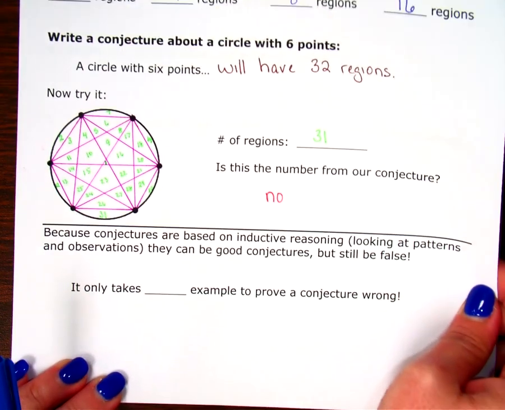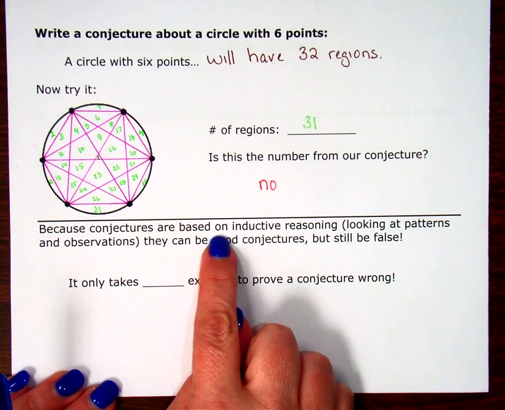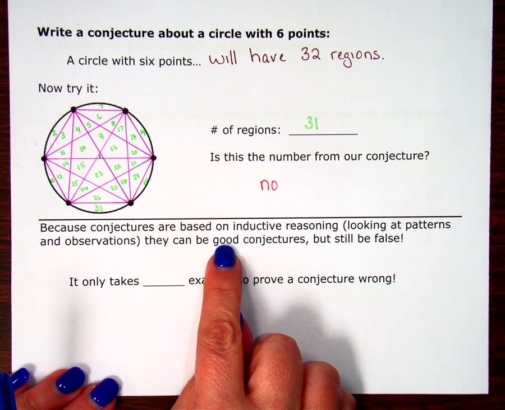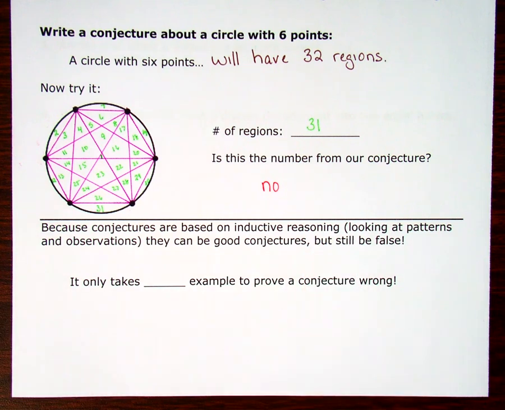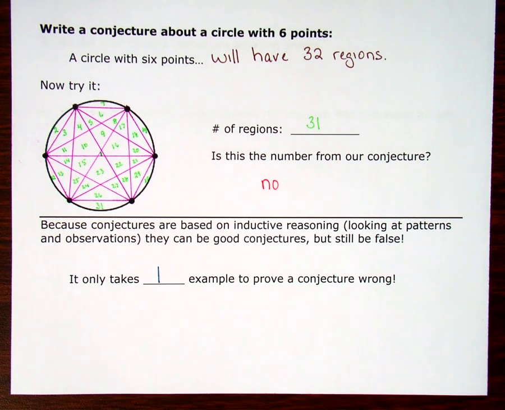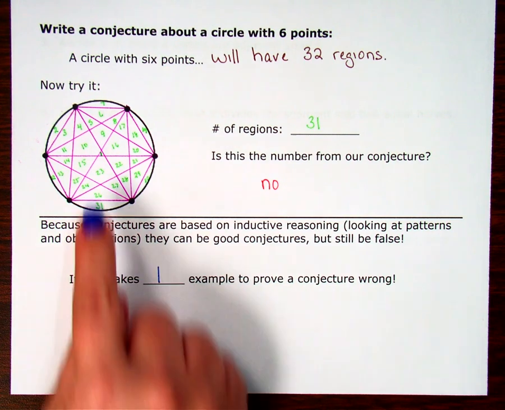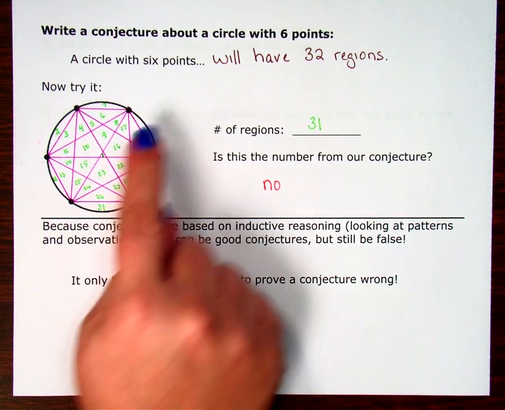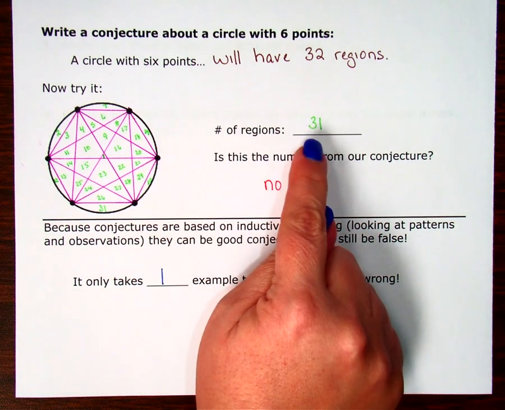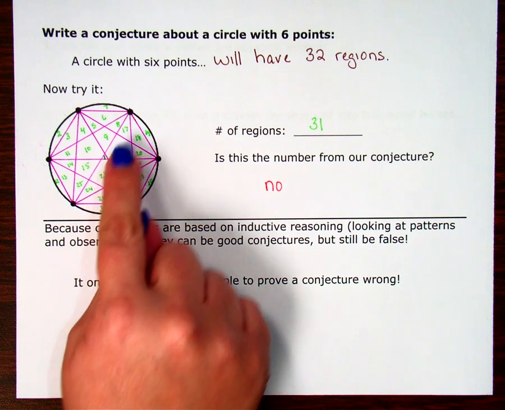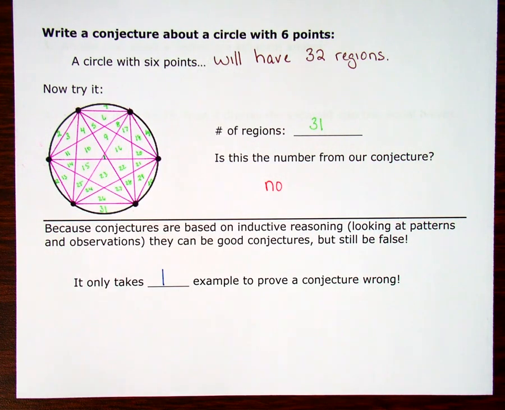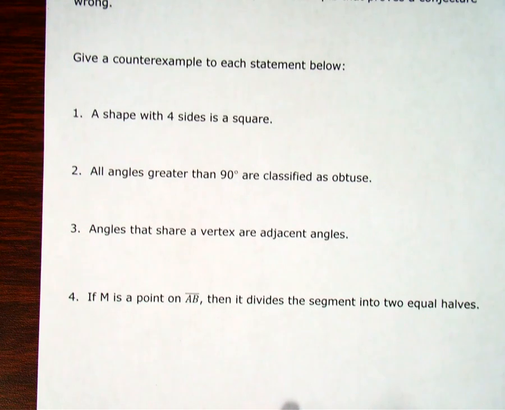Okay? Because our conjectures are based on inductive reasoning, looking at patterns and observations, they can be good conjectures, but still be false. It only takes one example to prove a conjecture wrong. So here, this example proves this conjecture wrong because it has 31 regions, not 32. So it proves our conjecture false. It just takes that one to make us wrong. Okay? That one example is called a counterexample.